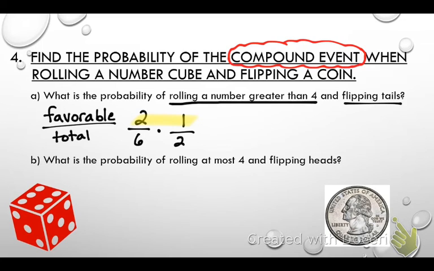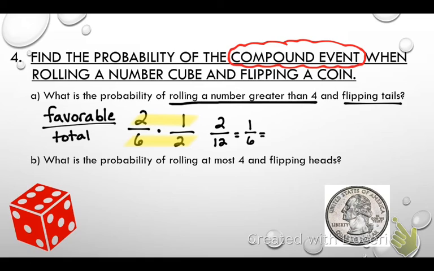What's 2 times 1? 2. And then multiply the denominator. What's 6 times 2? 12. Can that be reduced? To what? 1/6. Now, for probability, I want to know, for this one, let's go ahead and round it to the nearest whole percent. So go ahead and write down what the nearest whole percent would be.